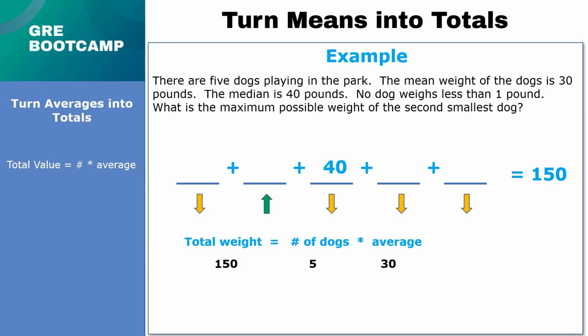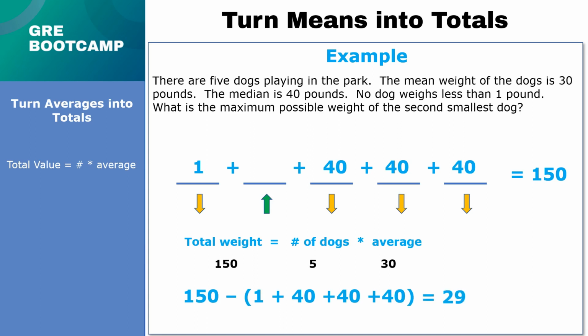Now our job is to minimize the weights of the other dogs. So the lowest this dog can weigh is 40, and the lowest this dog can weigh is also 40. Now that first dog, it can weigh 1 pound. So now we've minimized all the other dogs, so we now just calculate the maximum by taking 150 and subtracting 1 plus 40 plus 40 plus 40, and that equals 29. So the maximum possible weight of that second smallest dog is 29 pounds.